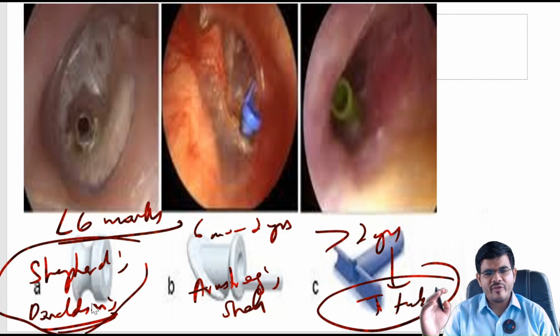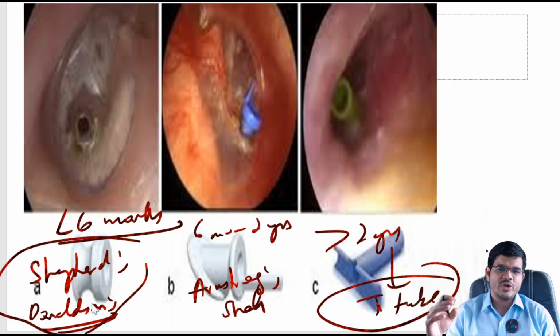Now, will you straight away go for a myringotomy and putting a ventilation tube in case of a child who presents with chronic adenoiditis and otitis media with effusion? No. First of all, we will try to resolve the chronic adenoiditis.